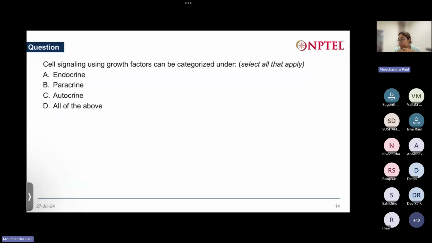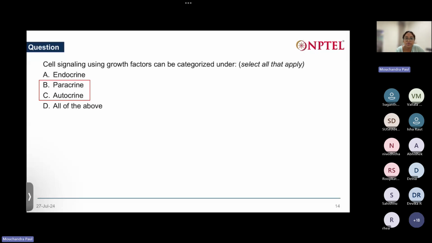Again, those who have studied cell biology or cell signaling previously as a course, maybe in your bachelor's, may be able to answer it. Option B and C. Okay, you're correct. It is B and C.